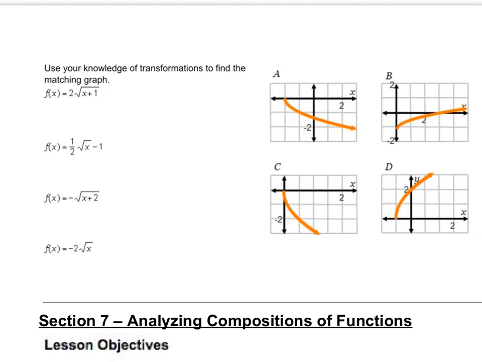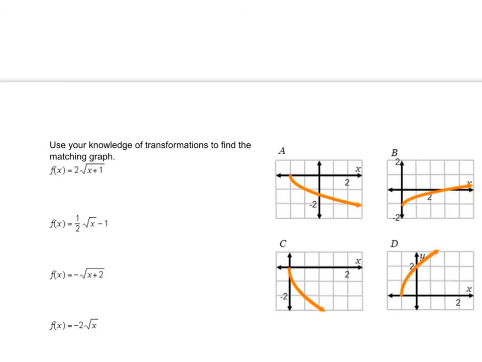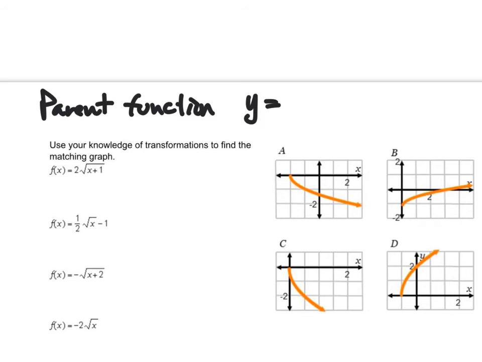On this last one, what it wants us to do is use our knowledge of transformations to find the matching graph. When we look at all these different functions, we notice that all of them have a square root. So the first thing we need to do is recognize our parent function, which is y equals the square root of x. Remember that graph just looks like this. We need to have a knowledge base of that.